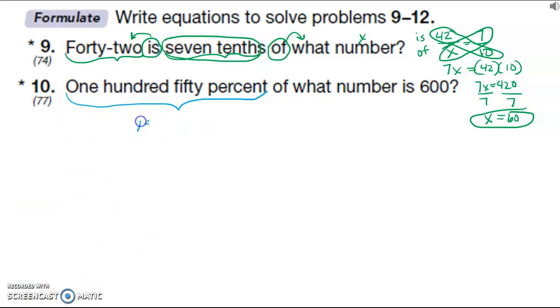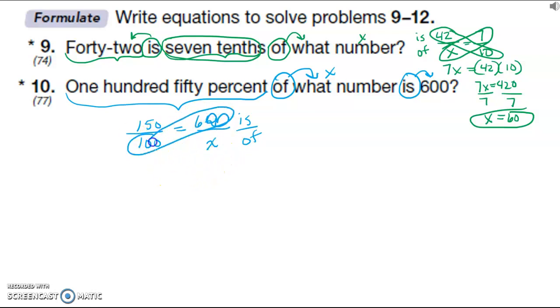150%. So that's 150 per 100. Of what number is 600? So is over of. Oh, no, that goes down there. That's my of. Is 600, sorry. Then we're going to cross multiply.